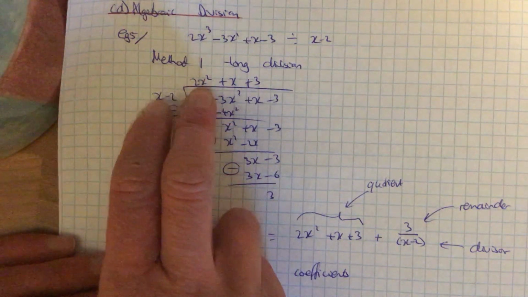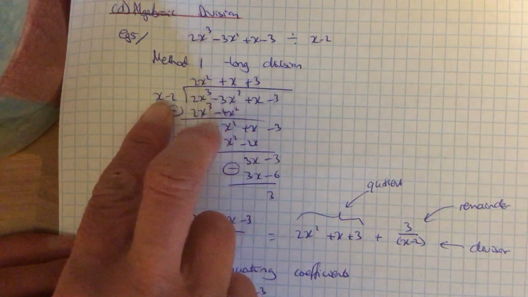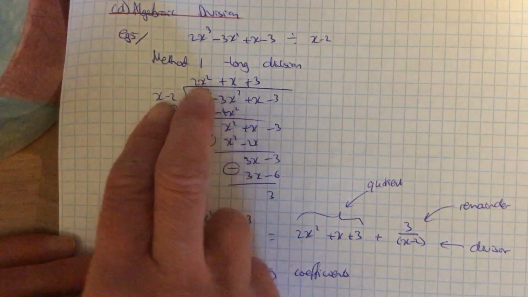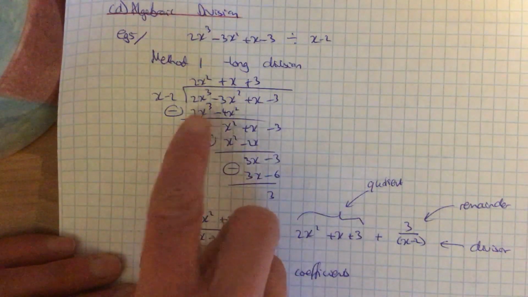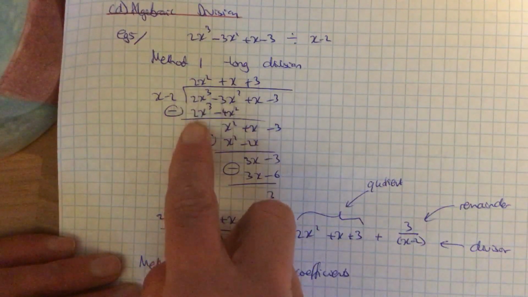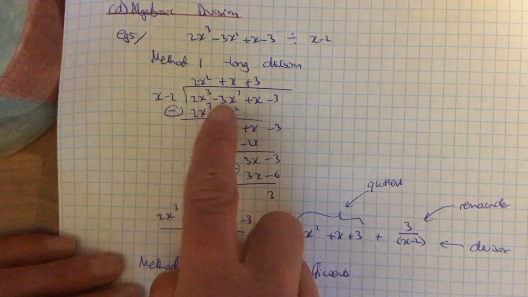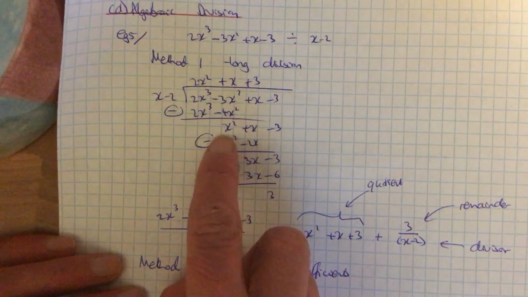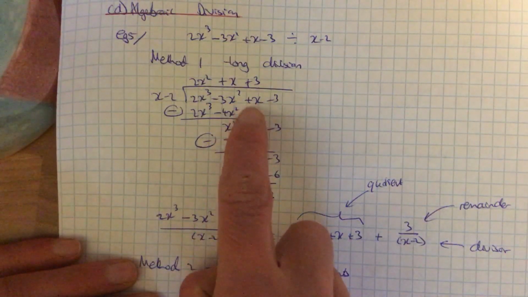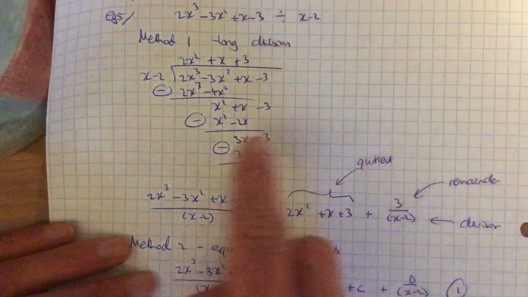Now you take your 2x squared and you multiply it by these two. So 2x squared times x is 2x cubed, and 2x squared times minus 2 is minus 4x squared. Then you draw a line and subtract. The first two terms should always disappear. It's 2x cubed minus 2x cubed does disappear. Minus 3x squared plus 4x squared becomes plus x squared. x minus nothing is just x, minus 3 minus nothing is minus 3.